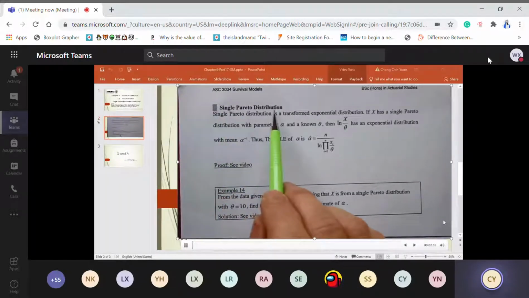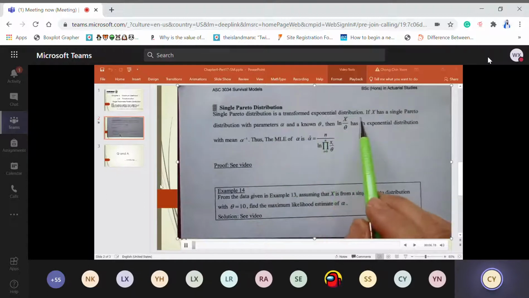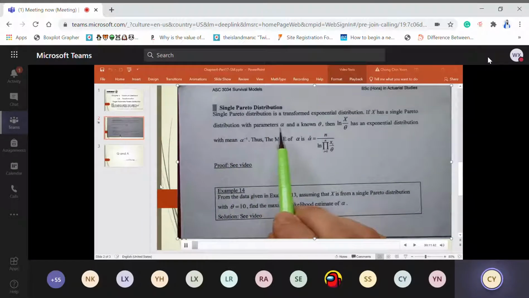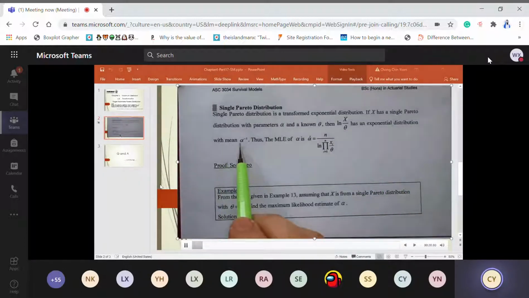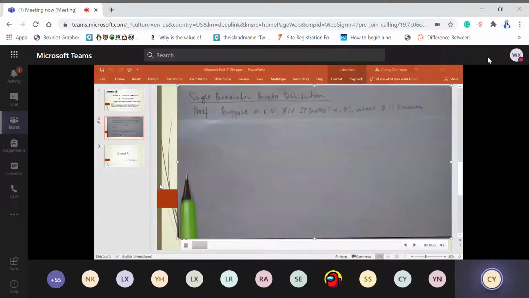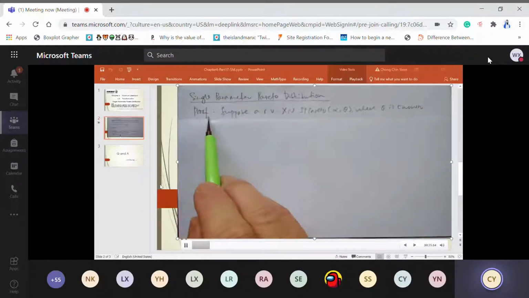The single parameter Pareto distribution is a transformed exponential distribution. If X has a single parameter Pareto distribution with parameter alpha and a known theta, then log X divided by theta has an exponential distribution with the mean of alpha to the power of -1. Thus, the MLE of alpha is given by this result. Single parameter Pareto distribution. Proof.